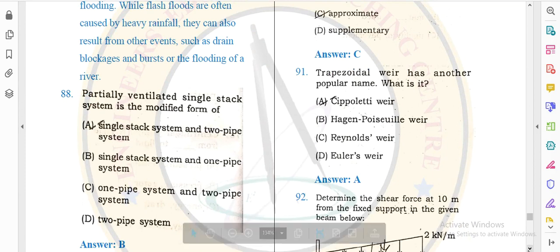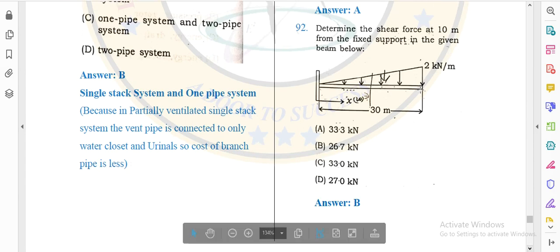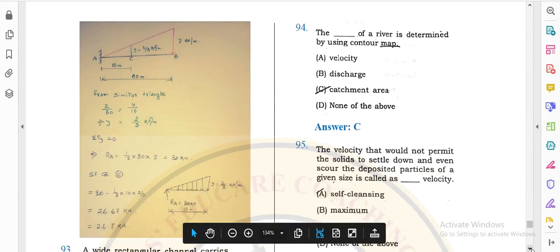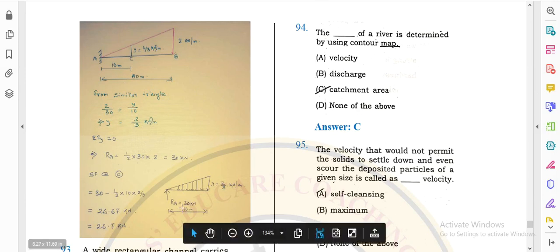What is this? Sometimes they are asked. Next, question number 92. The shear force at 10 meter from the fixed support. If you calculate this, then you will get the answer as 26.7 kilonewton. So you can see the calculation. This is how we can get it by the method of similar triangles. If you do similar triangles, we can get the value of y. Then calculate this, and finally you will get 26.7.